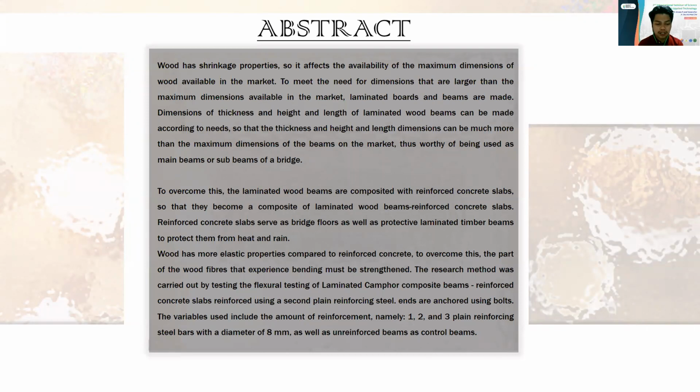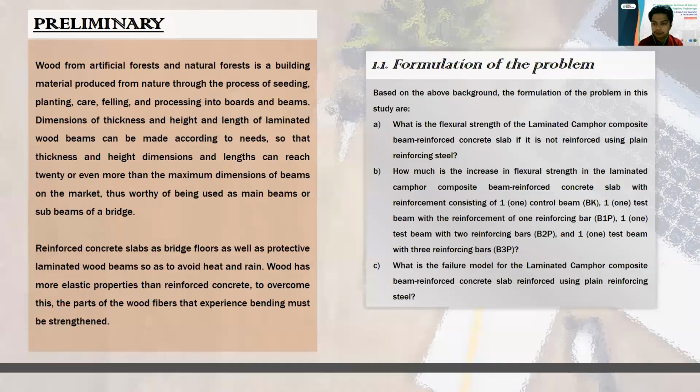The research method was carried out by flexural testing of laminated Camphor composite beams with reinforced concrete slabs, reinforced using plain reinforcing steel and anchored using bolts. The variables used include the amount of reinforcement, namely 1, 2, and 3 plain reinforcing steel bars with a diameter of 8 mm, as well as an unreinforced beam as a control beam. Okay, next.